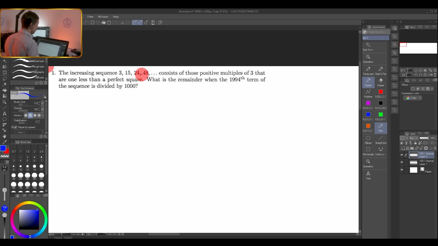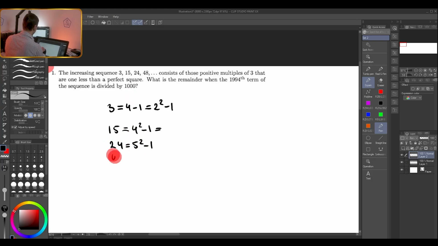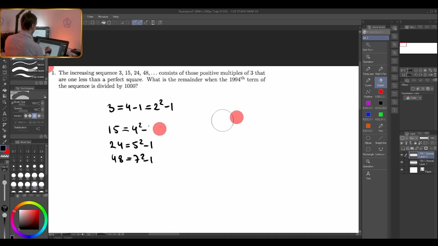And let's just understand how this sequence is organized. Let's check. For example, for 3, it is 4 minus 1, and it is really 2 squared minus 1. So 1 less than a perfect square. Well, for 15, it is 4 squared minus 1, and it's divisible by 3. For 24, it is 5 squared minus 1, and for 48, it is 7 squared minus 1. Well, now it's not clear what the structure of our sequence is. At this moment, it's very difficult to tell.